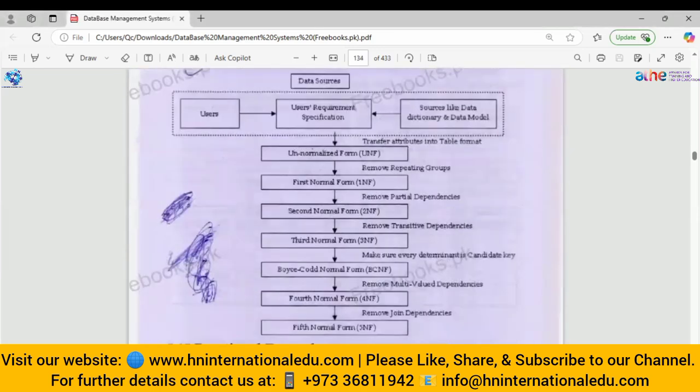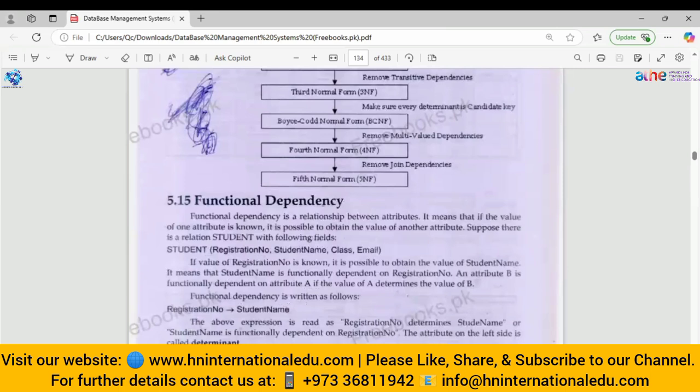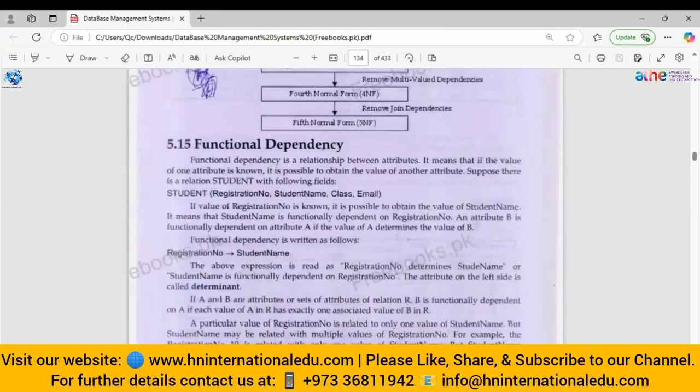So see, this is the sequence. First of all, we have the unnormalized table that contains the repeating groups or repeating rows. Then we go towards the first normal form that removes that repeating group. Then we jump towards the second normal form that removes the partial dependencies. So what are these dependencies? We will study them one by one. These are the things that are going to be helpful in normalizing the table.